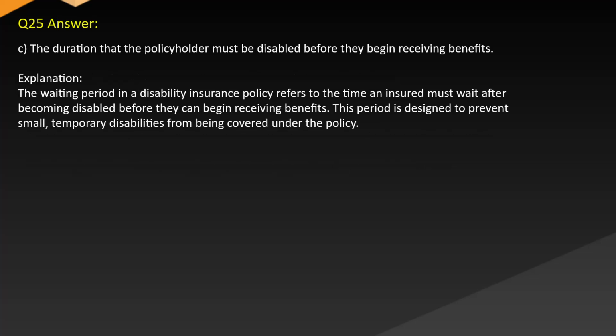Answer C. The duration that the policyholder must be disabled before they begin receiving benefits. Explanation. The waiting period in a disability insurance policy refers to the time an insured must wait after becoming disabled before they can begin receiving benefits. This period is designed to prevent small, temporary disabilities from being covered under the policy.